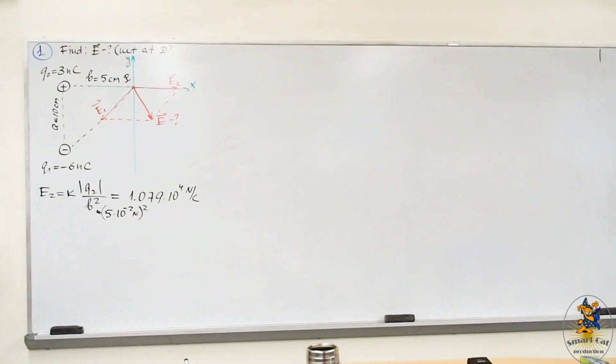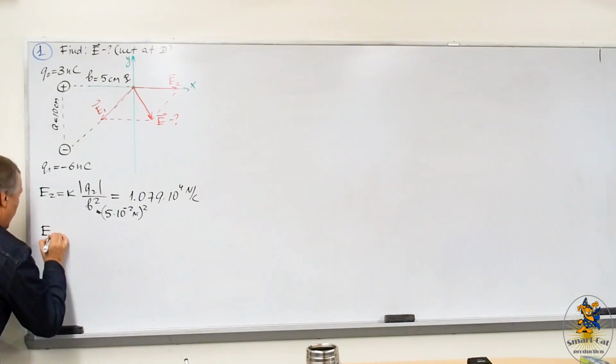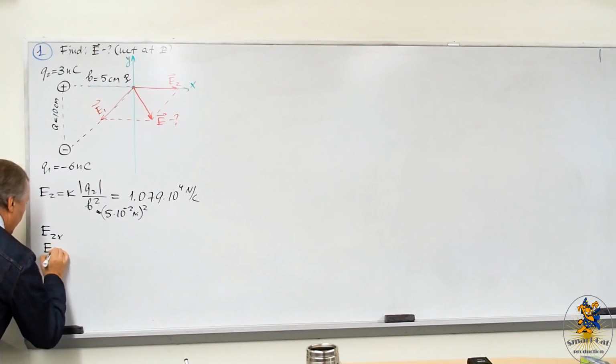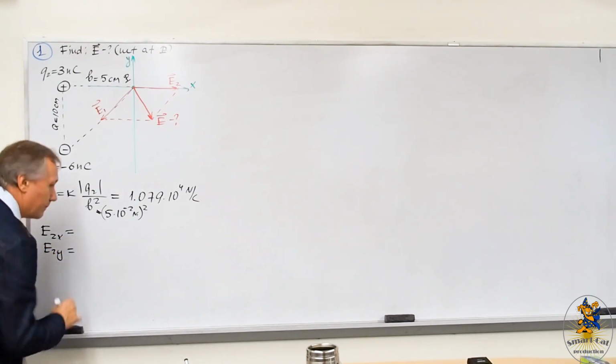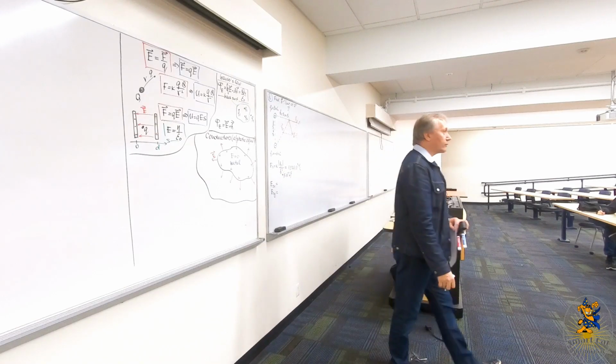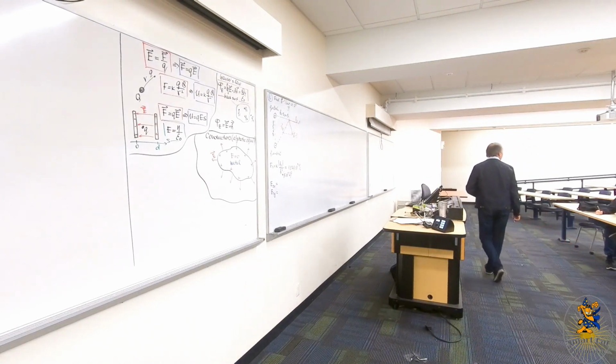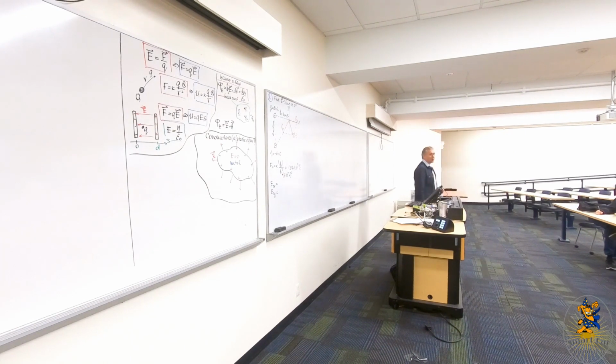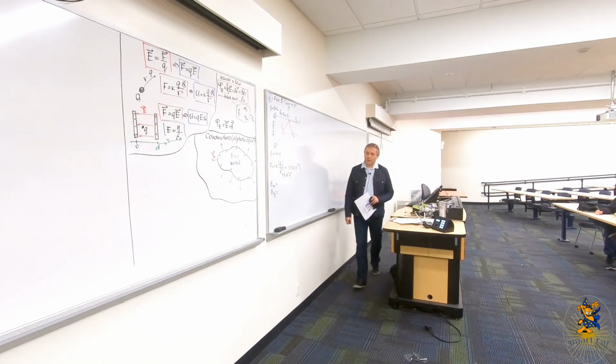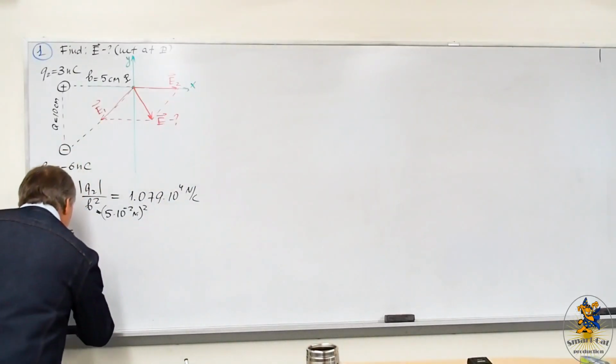Okay, so now components. Of course, we can write components E2x and E2y. Y component of this field. What's the y component of the field? 0. Because the whole vector is in the x direction. So we can write immediately 0.